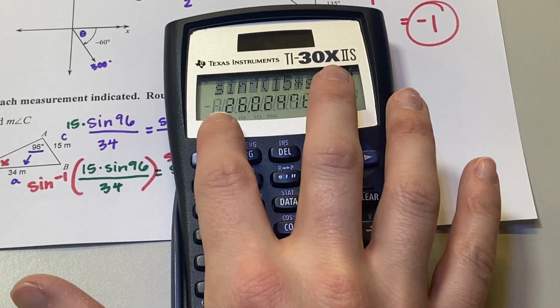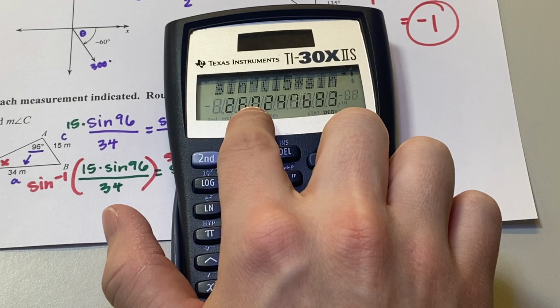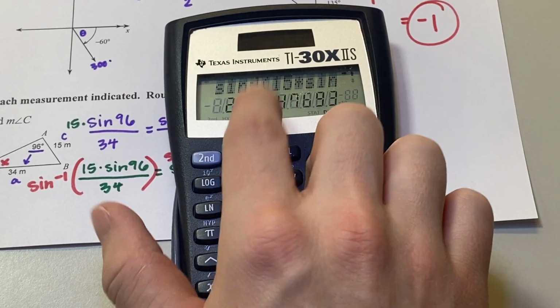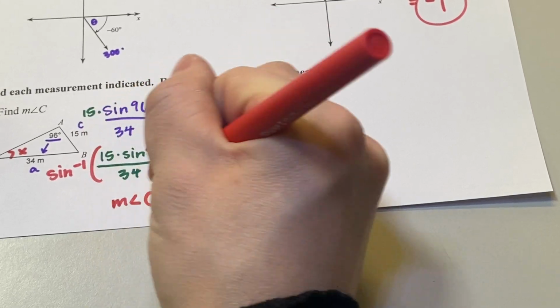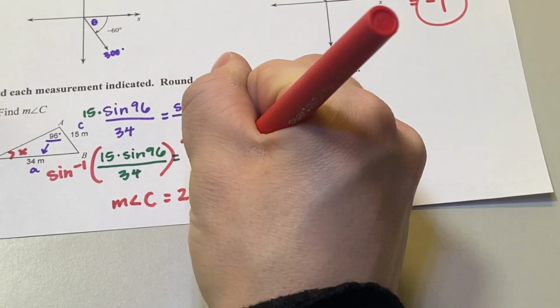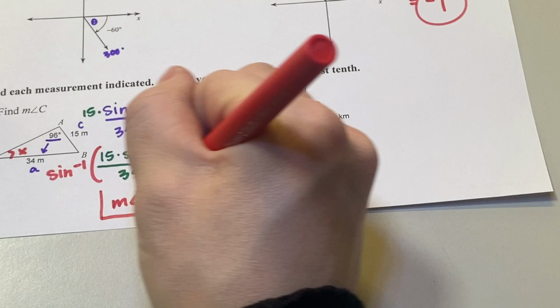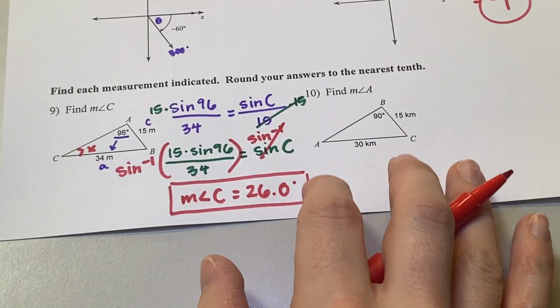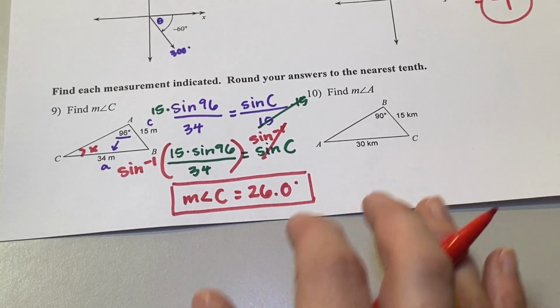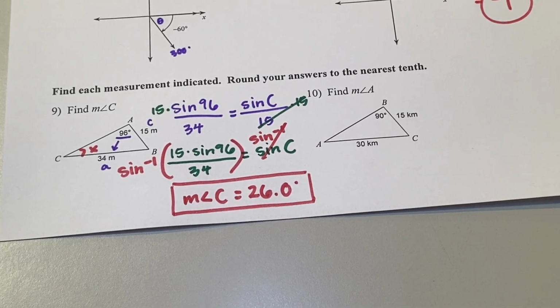How many degrees is angle C? Let's just round it to 1 decimal place. So it's going to be 26.0. You got it. So the measure of angle C is 26.0 degrees. So it's 26 degrees. Yep, 26 degrees. You got it. Boom.